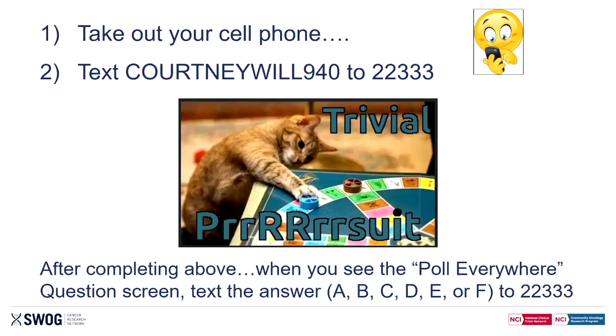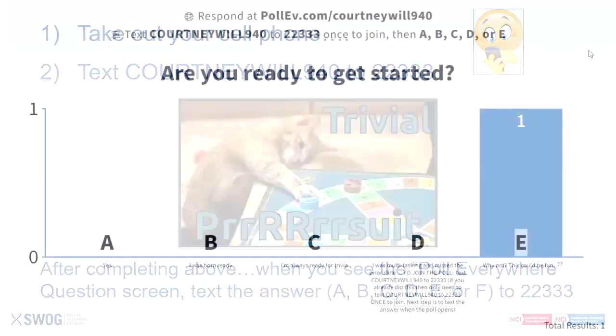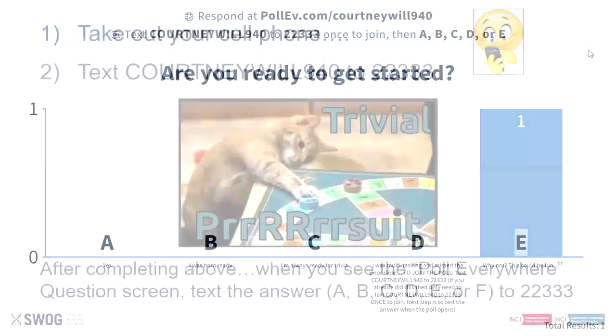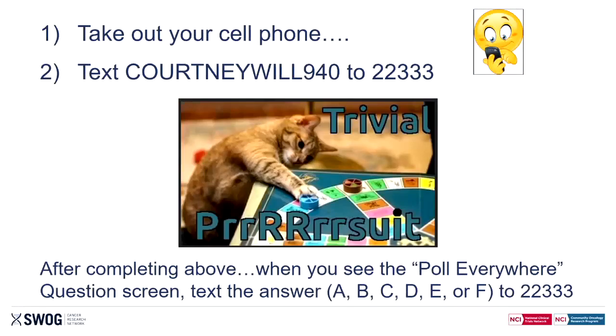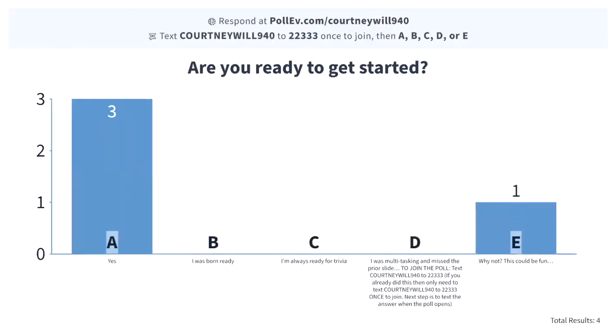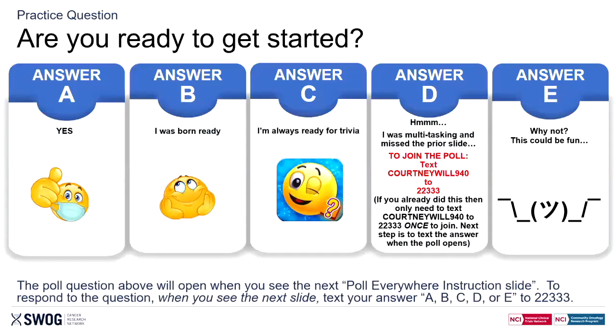Hopefully you've all been able to text Courtney Will 940 to 22333. I'm going to read you a question. You're going to give me your answer. I don't know who's who, so don't worry about it. Don't be embarrassed. You won't be called out. We'll give you a minute to answer the question, then we'll go through the results. We have a lot of great information here for you, so don't stress about missing one. All right. That was really fast. So question number one, easiest one of the day. Are you ready to get started?